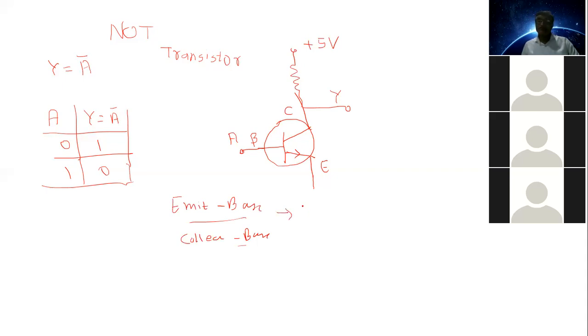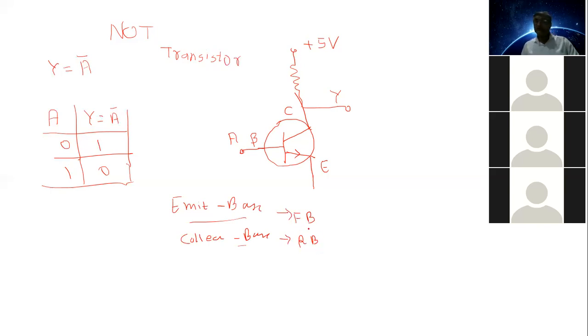Emitter base junction must be forward biased and collector base junction must be reverse biased.